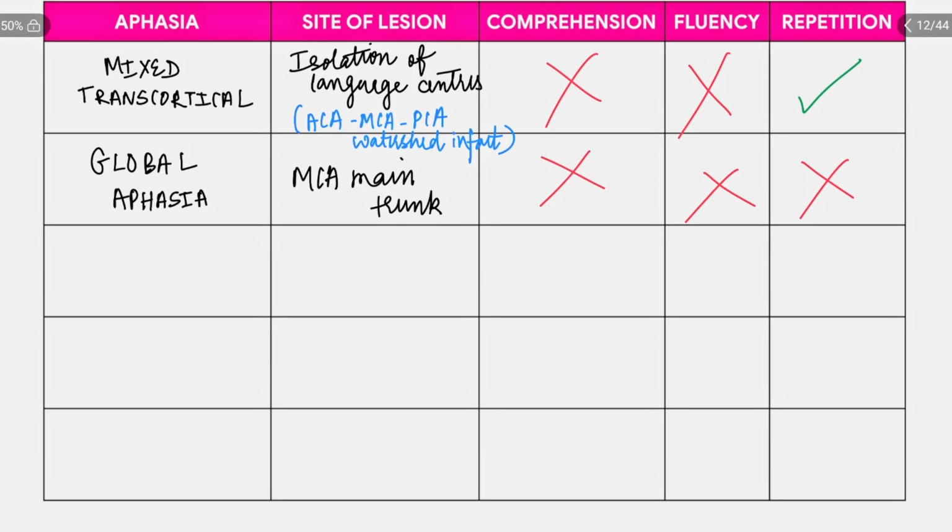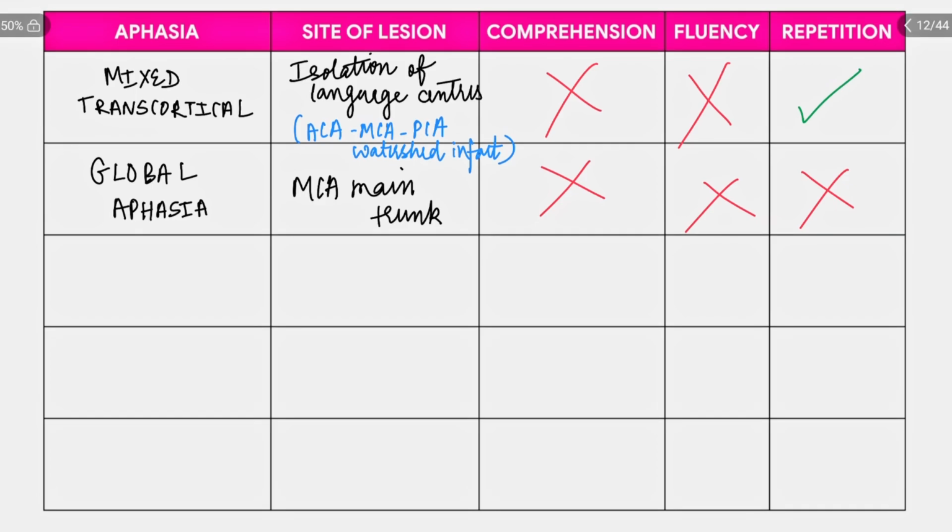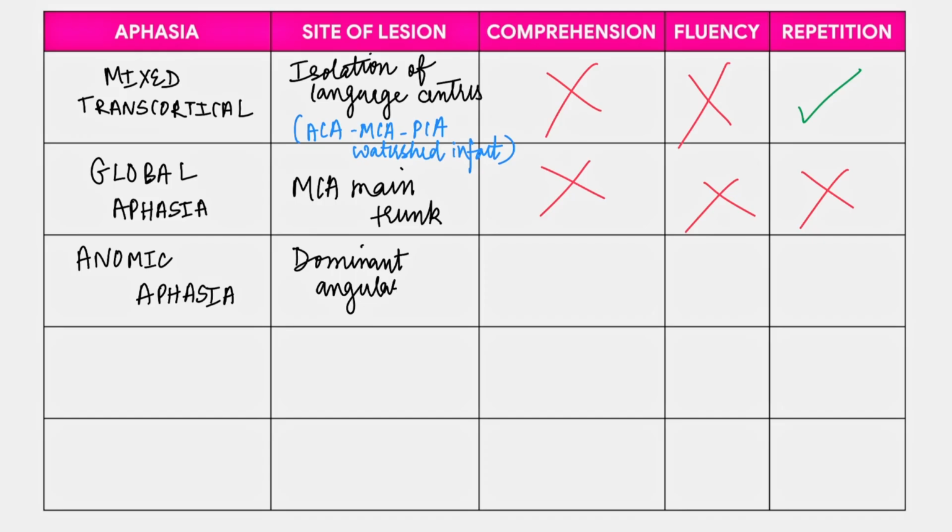Then moving on. Now these were the main aphasias, but now we also have a few special aphasias. There is something called anomic aphasia. And I'd suggest you not go into too much detail for this. Now here the lesion is in something called the dominant angular gyrus. Here, the peculiar thing is there'll be comprehension, there'll be fluency, and there'll also be repetition.